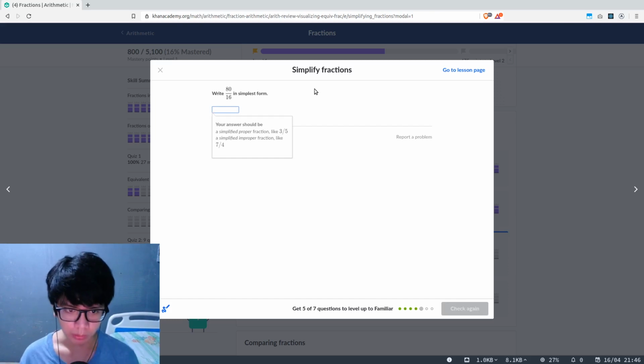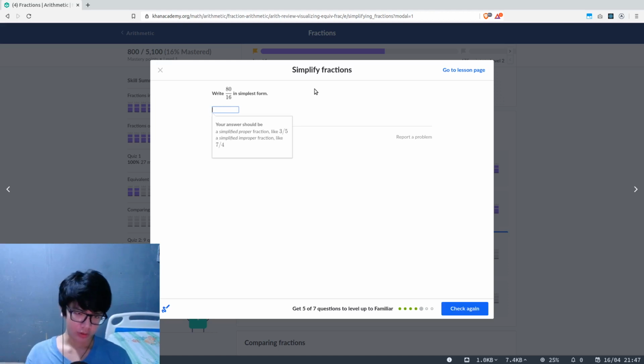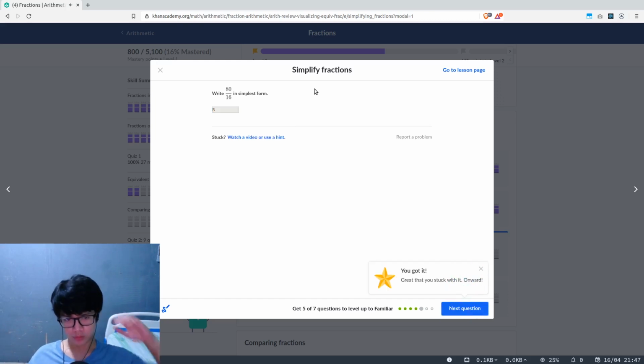No way. It's 10, 2, and 5/1. Wait, what? Oh, that is divided by 8. Oh no. I'm wrong. I'm stupid. I divided the numerator by 10. It shouldn't be 10. Oh, this is by 4. So I have 20 in 4. Or just 5. Oh no.